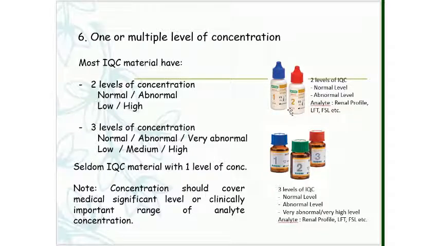It has the normal level and abnormal level. And examples of analytes are renal profile, liver function test, fasting serum lipid, and so on. And this is an example of three level IQC. It has the normal level, abnormal level, and very abnormal or very high level. Examples of analytes could be renal profile, T4, TSH, FSH, and LH.